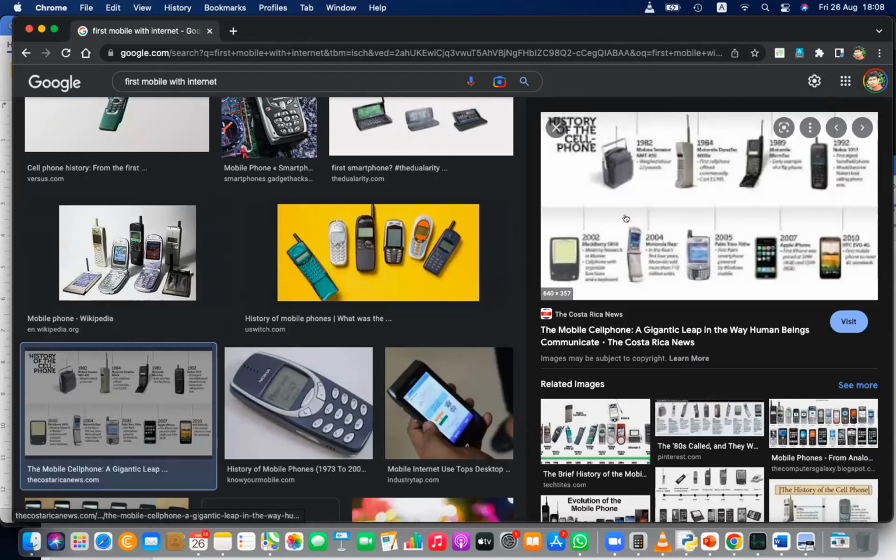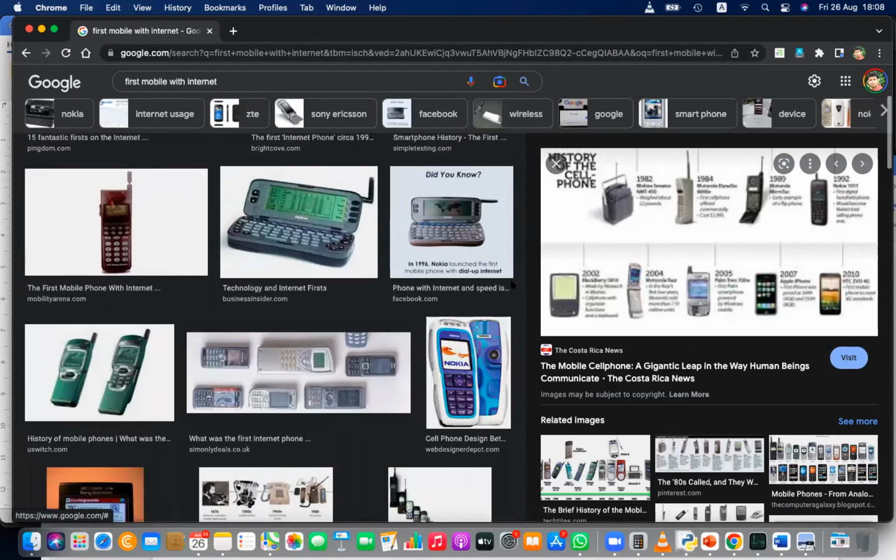So you can see this is the timeline. In the 90s we didn't have them, but by 2004-2005 we had some. But it was very difficult to access the internet.